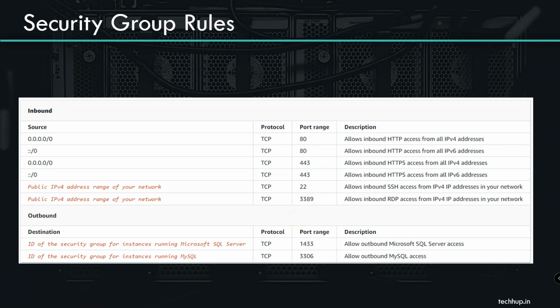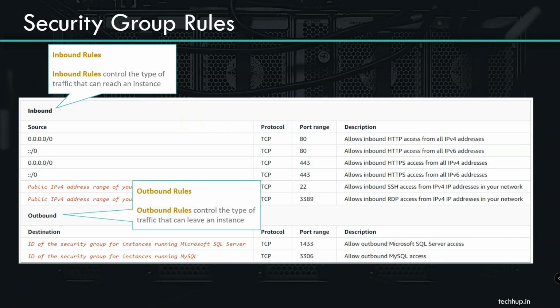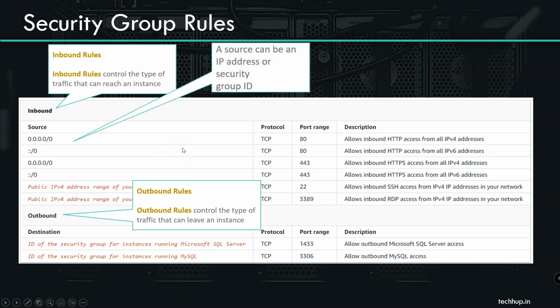Okay, so now let's understand the security group rules and its components. The very first component is an inbound rule that controls the type of traffic that can reach an instance. It can define what kind of traffic can flow into your instance. Then we have outbound rules, which define the type of traffic that can exit or leave your instance. When we are defining these rules, we have something called source, which is associated with the inbound rules, and then we have destination, which is associated with the outbound rules.